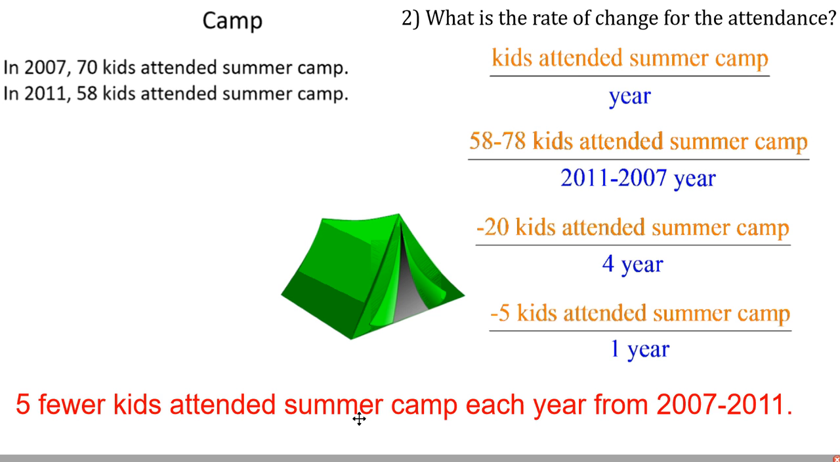So as we write our summary, we can say fewer kids attended summer camp each year from 2007 to 2011. Now, if this was your business, it's a good way to keep track of things to see what would need to change to increase attendance, right? Or at least at minimum, not have a change of attendance. So that's why average rates of change are important.